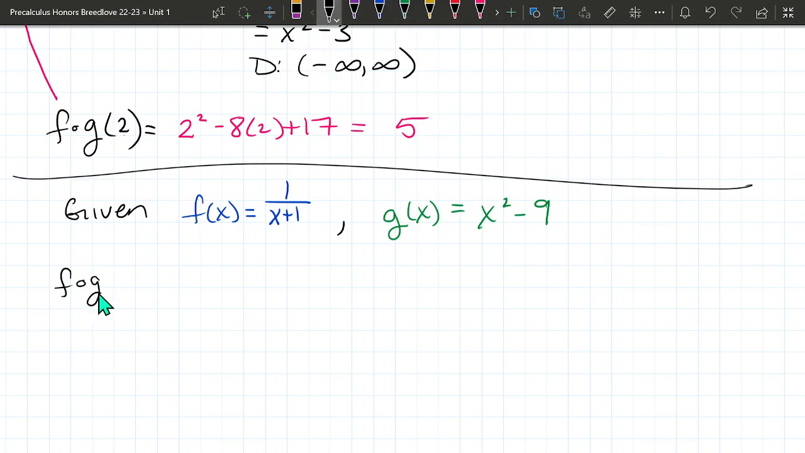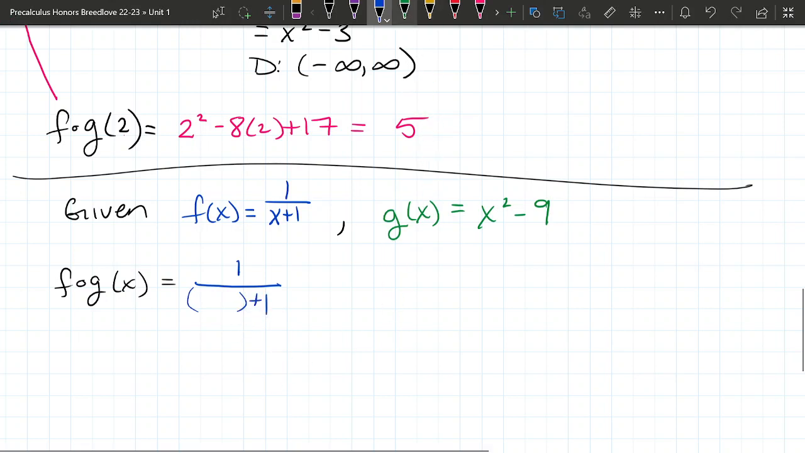So f of g of x, since it starts with f, I start by writing f. And then there's a blank plus 1, where the x was. Inside the blank, I put the g function, x squared minus 9. So those parentheses aren't really doing anything. I'm going to rewrite this as 1 over x squared minus 8.